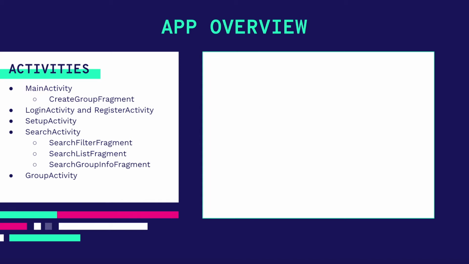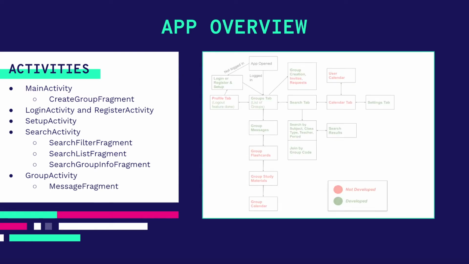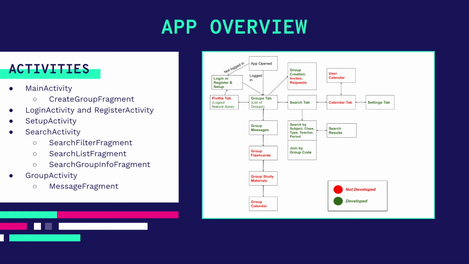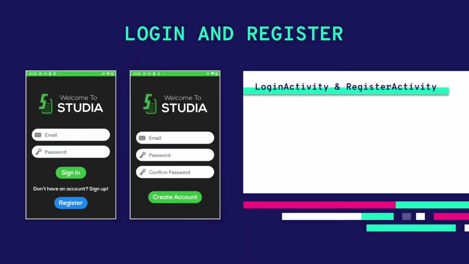It's made up of different fragments, and the fragment that we did develop was message fragment, where users can communicate in a group chat. And if you look to our flowchart on the right, it shows a quick overview of all the different features we have and how they connect with each other. And if you look at the green, those are the features we were able to develop, and the red are all undeveloped features. Our first feature is signing in and signing up with login activity and register activity.